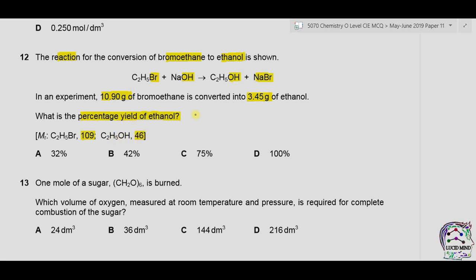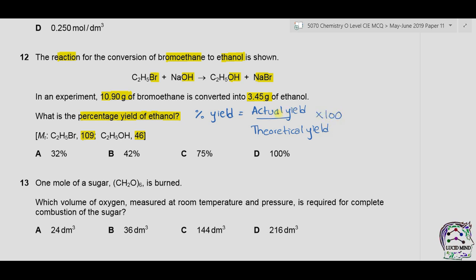Now the formula for percentage yield is equal to actual yield divided by theoretical yield times 100.